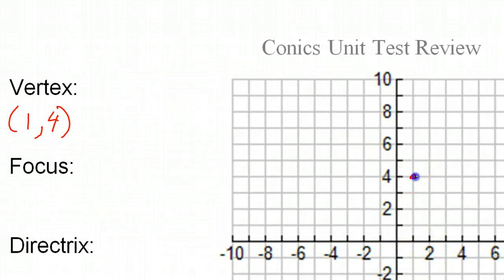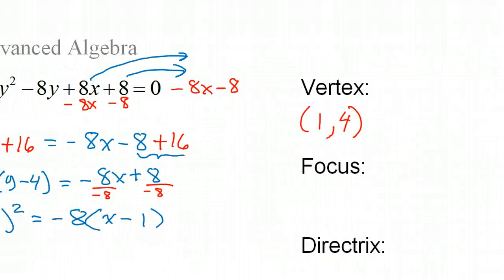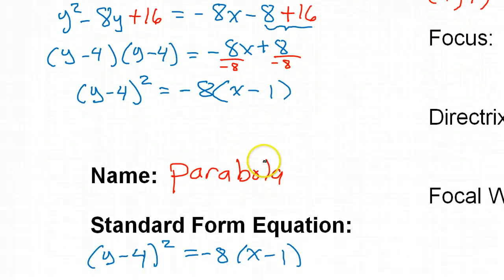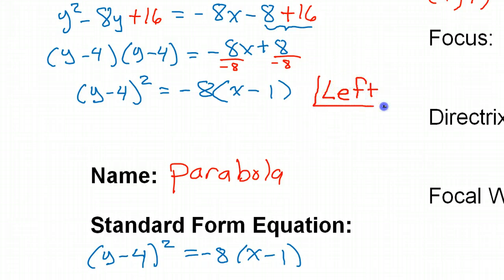1, 4 is right there. Now before I go any further, guys, does this open up, down, left, or right? Well, I see that I have y squared. When it's y squared, that means it's one of those sideways parabolas. So it will either be left or right. And because of the negative on this 8, I know that this is going to open up to the left. Just keep that in the back of your mind. This parabola opens left.